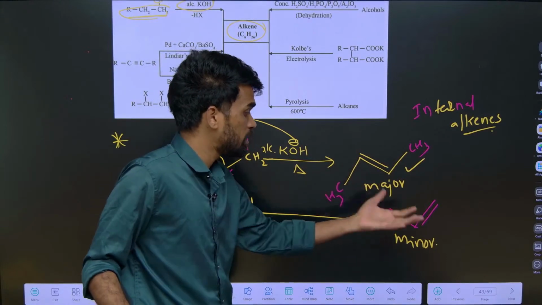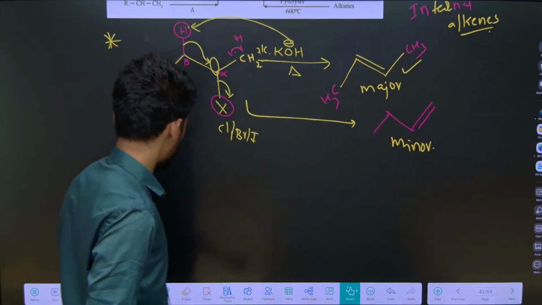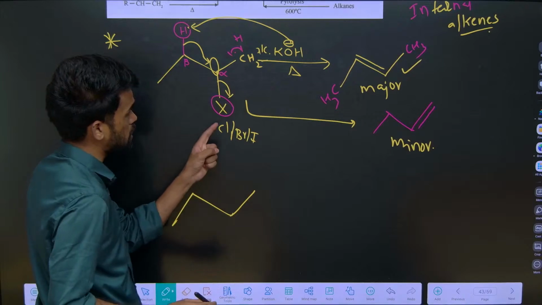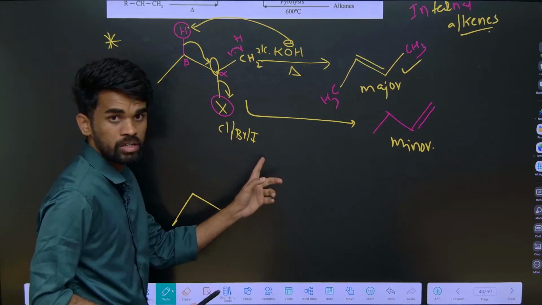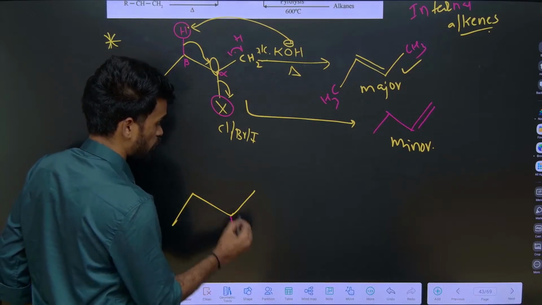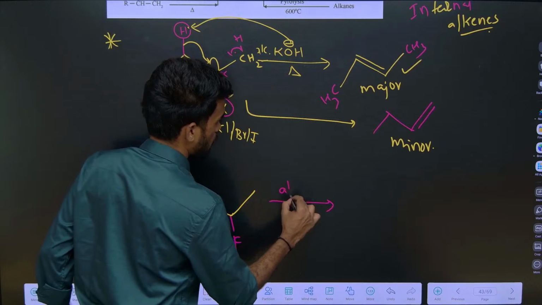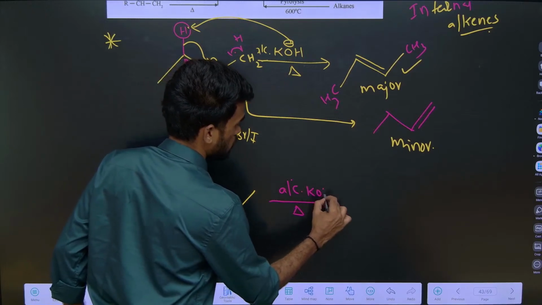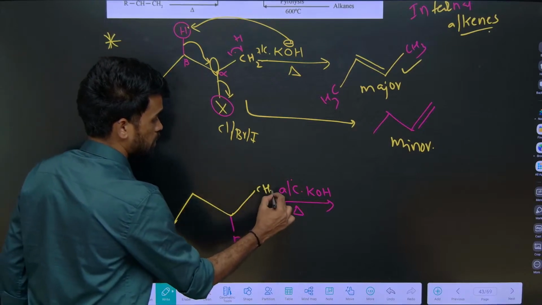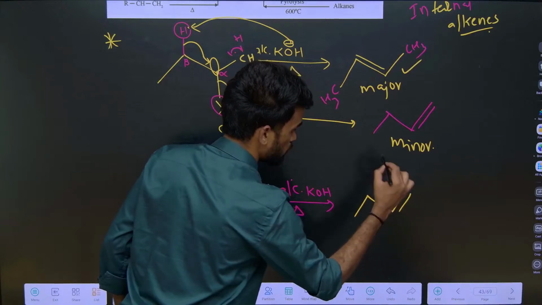Then there is also a possibility for Hofmann products to form. When we have a poor leaving group, for example, here I mentioned chlorine, bromine, iodine, but I haven't mentioned fluorine. So what if it is fluorine? The same reaction, alcoholic KOH. What happens here? The elimination takes place from the terminal side, therefore the terminal alkene seems to be major.